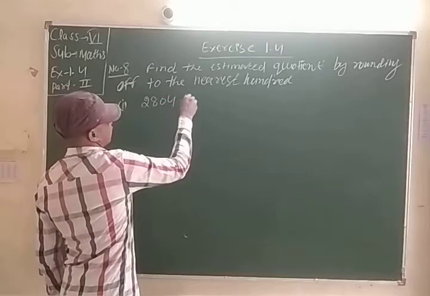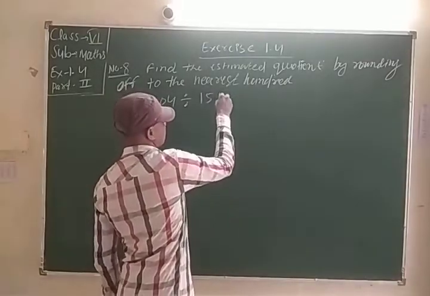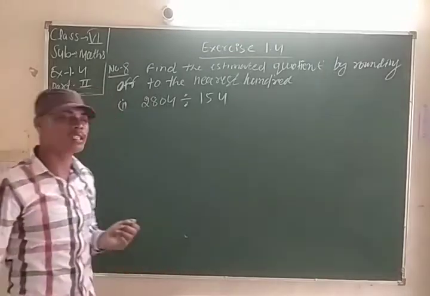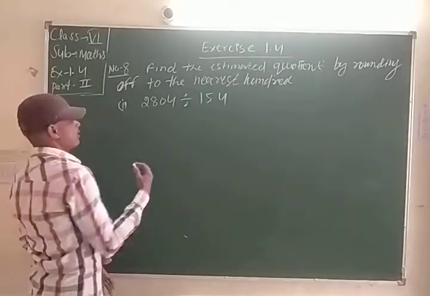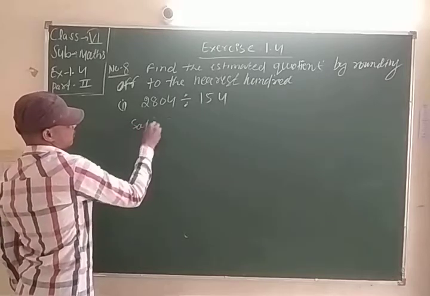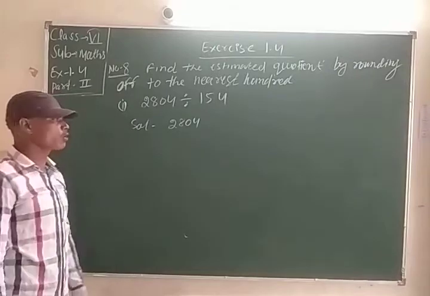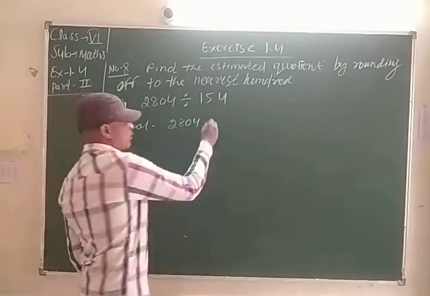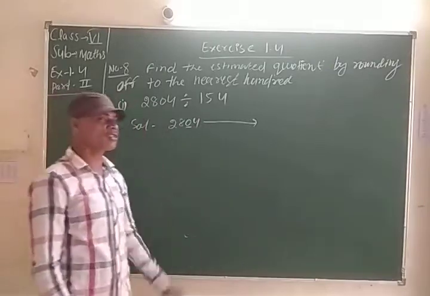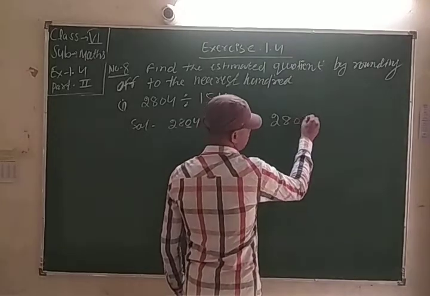2,804 divided by 154 is here. Now, rounded to the nearest what? Nearest 100. First we estimate it, rounded to the nearest 100. So we write 2,804 is rounded to the nearest 100. So we compare which place? The tens place. The tens place is 0, so it should be rounded to 2,800.